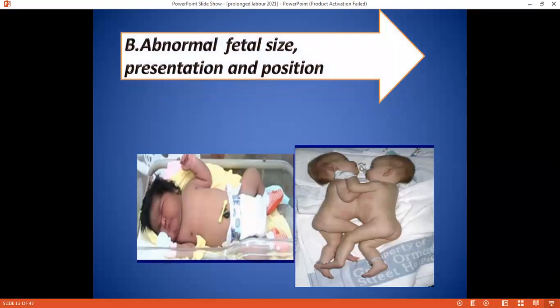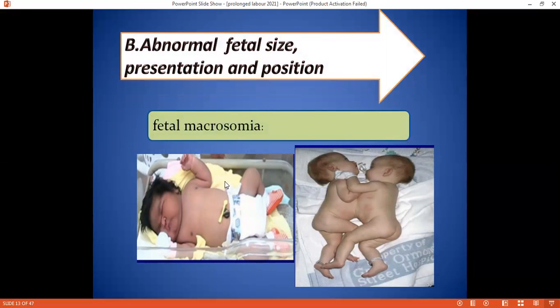Here we have abnormalities in the fetal size. We see this is a macrosomic baby weighing about 5.5 kilogram for a diabetic mother. So this is a cause of abnormal labor. And here we have the conjoined twin, another cause of abnormalities in the size of the presenting part.